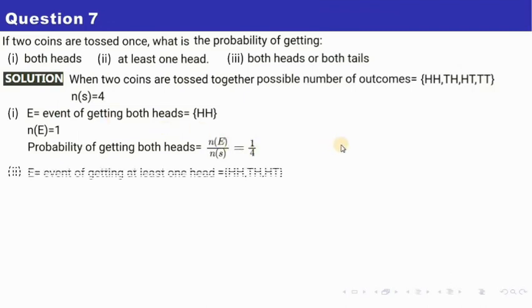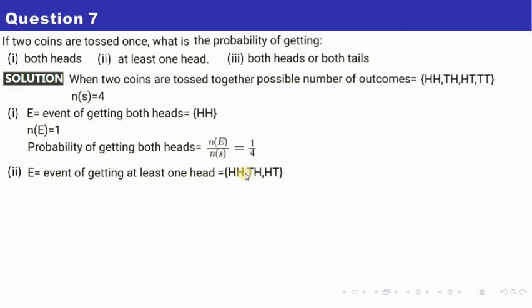Similarly, let us take the second one. The second says, if E is the event of getting at least one head. So minimum you have to get one head. At least means minimum, and at most means maximum. So minimum we should have one head. That means maximum we can have two heads as well.